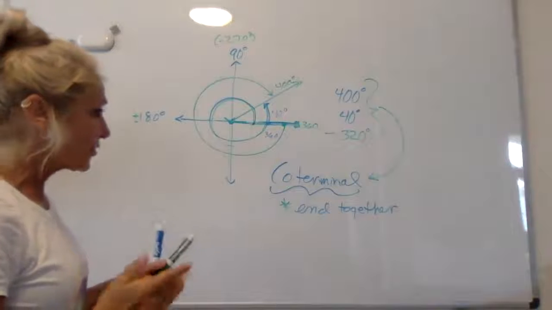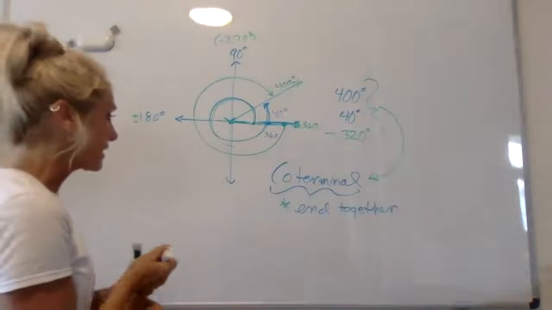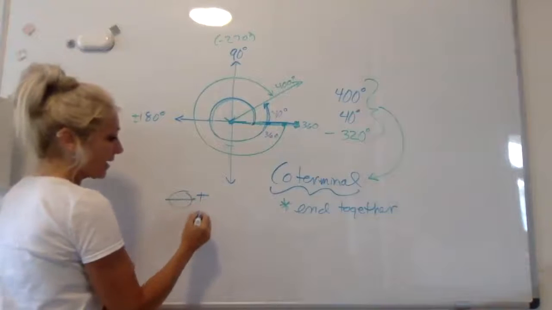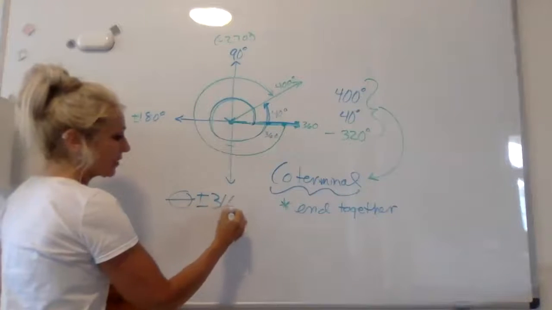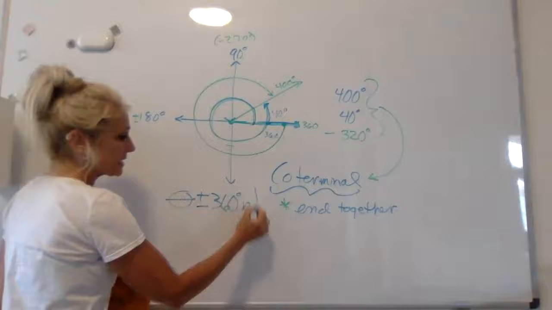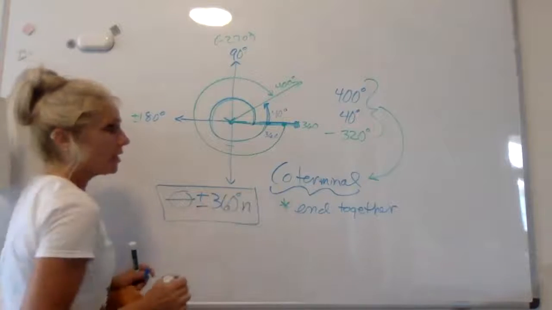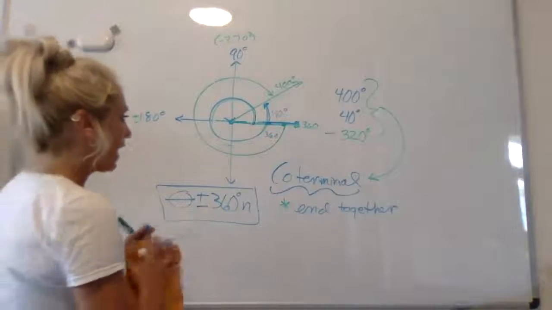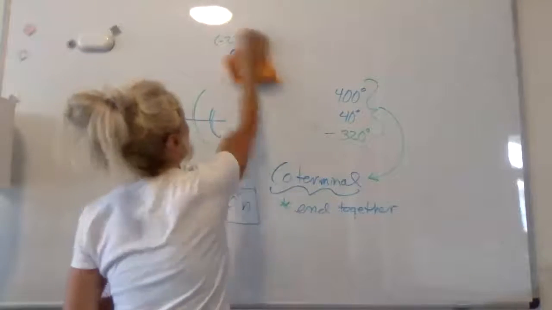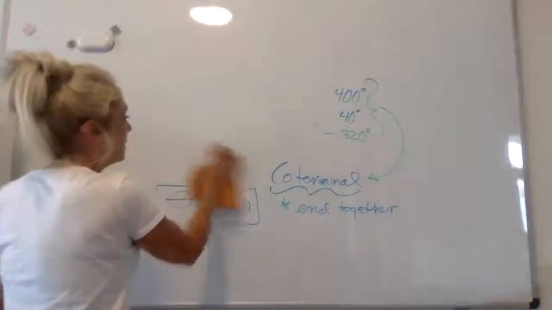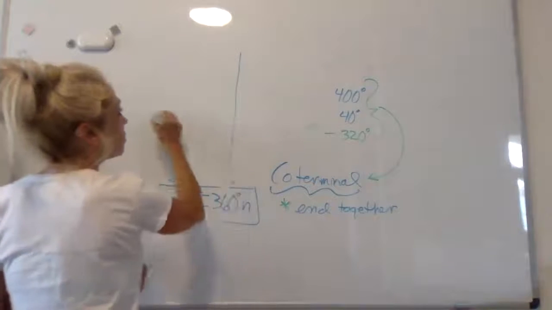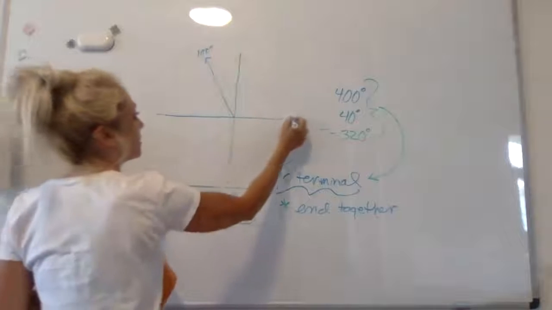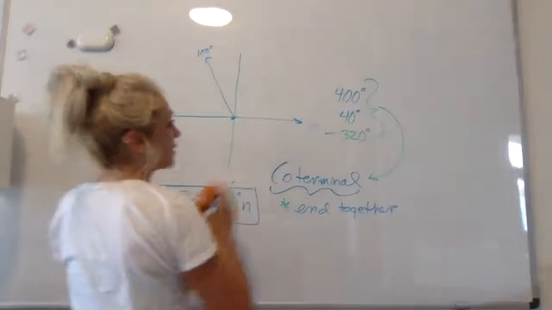And to do them and to find them is super easy. You take your original theta and you either add or subtract 360 degrees as many times as you want to. So it's circular. So if I go, fresh start here, if I say I'm going to go to right here, 100 degrees. Okay, that's my angle.